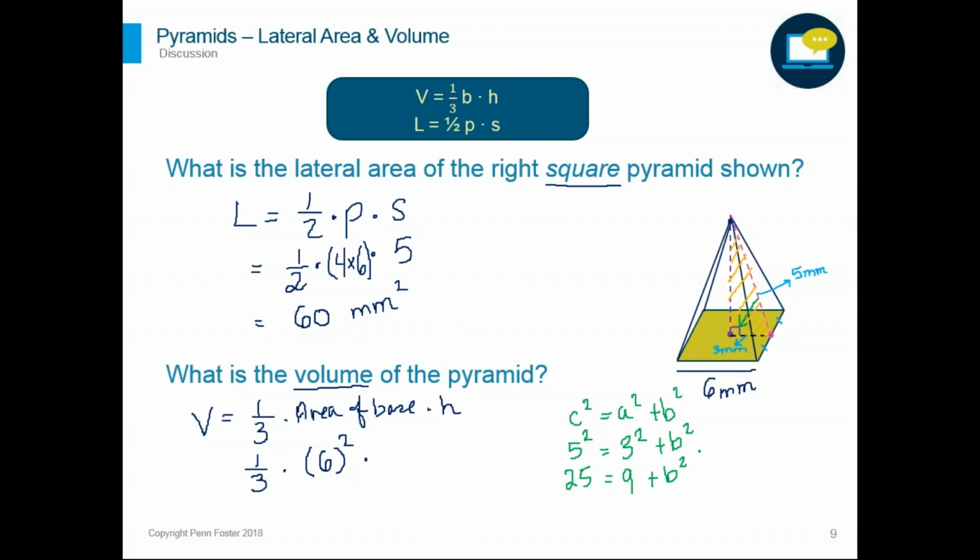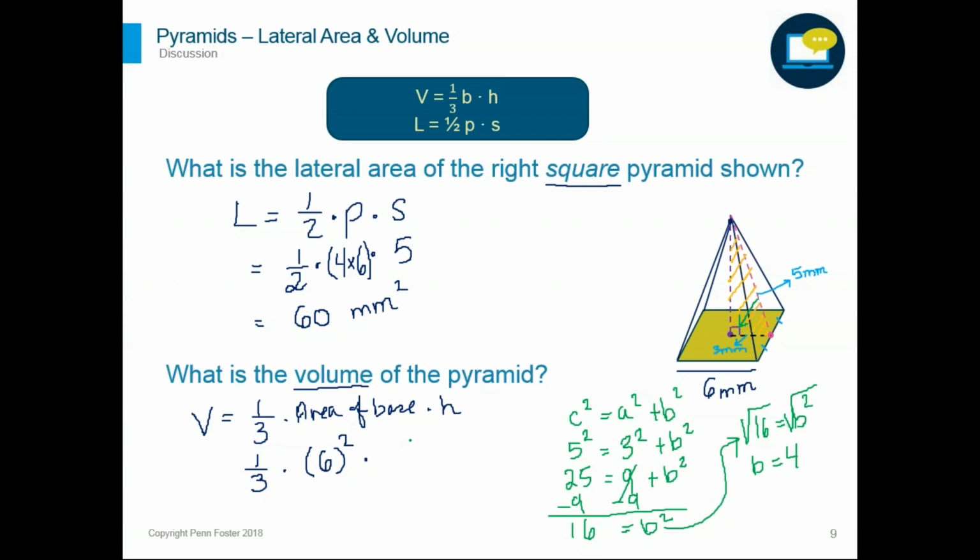With simple equation solving, we're able to isolate b squared, our variable, by subtracting 9 from both sides. That's gone. It's a 0. 25 minus 9 gives you 16 equals b squared. Now, I'm not looking for b squared, I'm not looking for the height squared, I'm looking for the height. So take the square root of both sides to eliminate the square on the b. So b equals the square root of 16. 16 is a perfect square, so the square root of 16 is 4 millimeters.